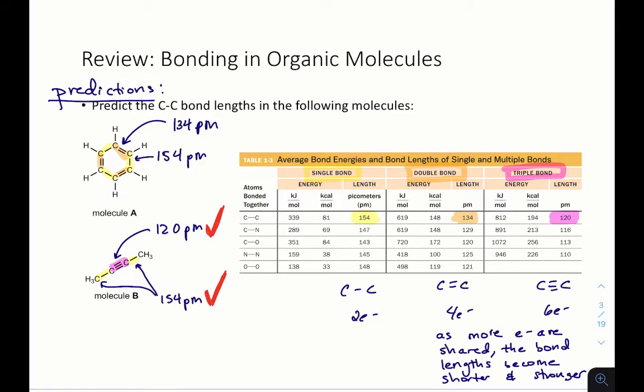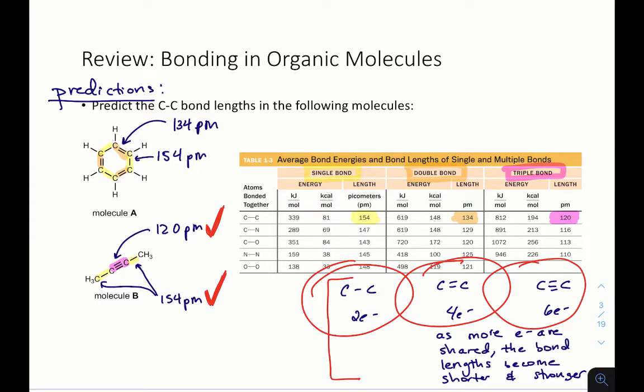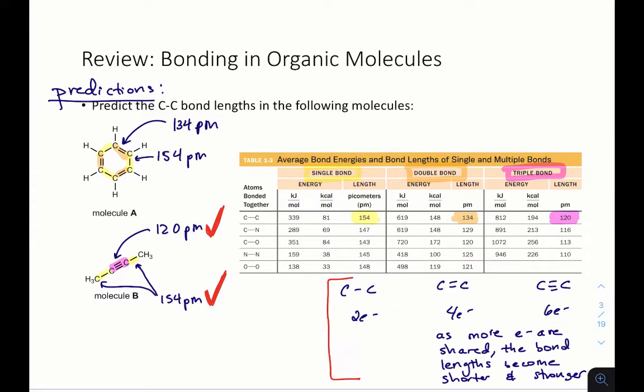This data is a nice demonstration of what we learned in the previous lecture, that as more electrons are shared between the carbon atoms, going from 2 shared electrons in a single bond, 4 in a double bond, and 6 in a triple bond, the bond lengths become shorter and the bond strength becomes stronger. Although our predictions for molecule A make sense, they turn out to be inconsistent with the data. Let's try to understand why that is now.